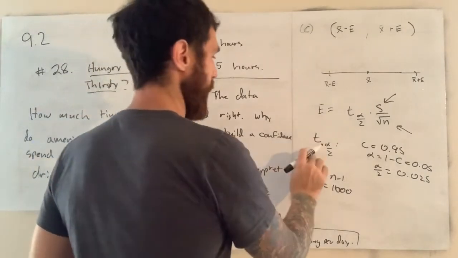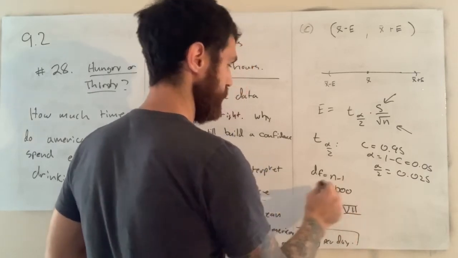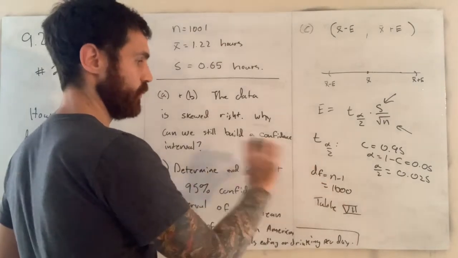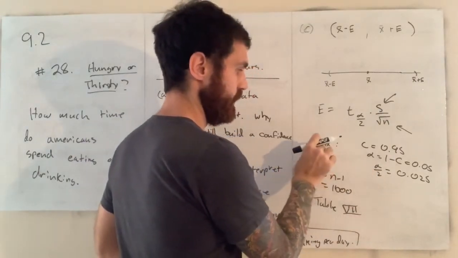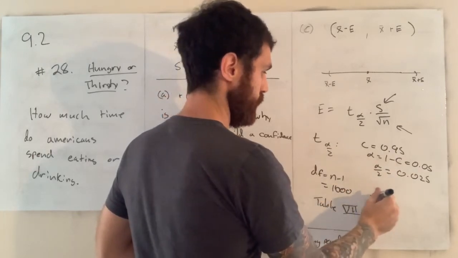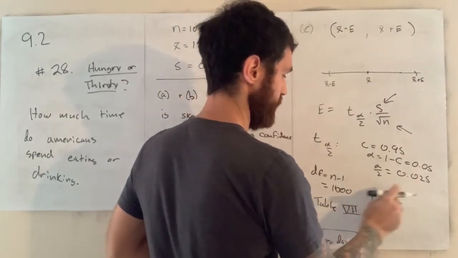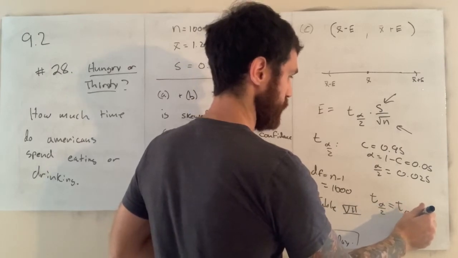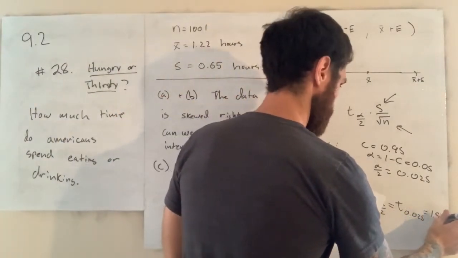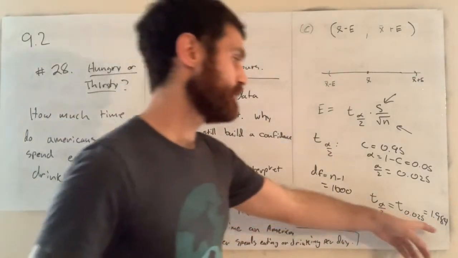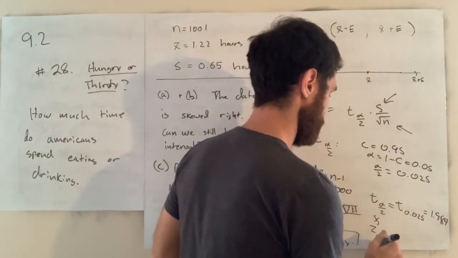And so if we look at table 7, in the degrees of freedom equal 1,000 row, and then we look in the column for 0.025, we find that t sub alpha/2, or alpha divided by 2, which is t sub 0.025, is going to be 1.984.